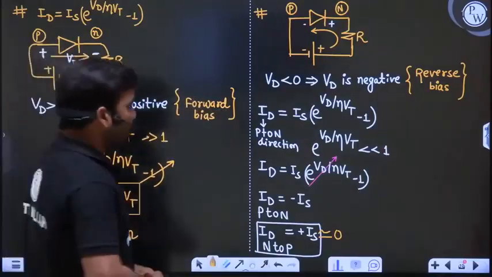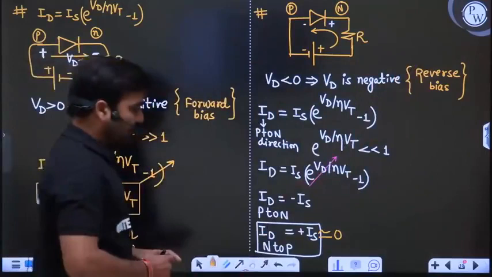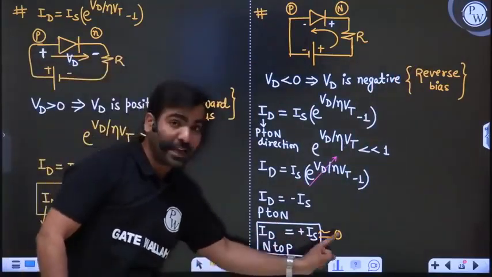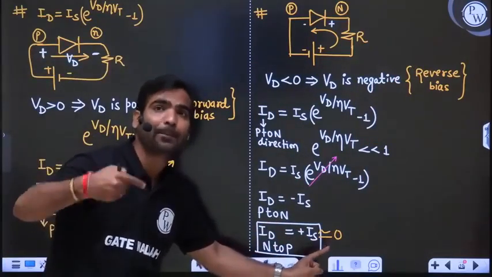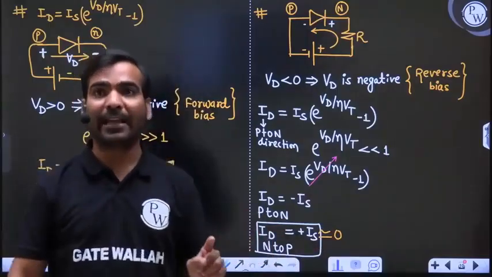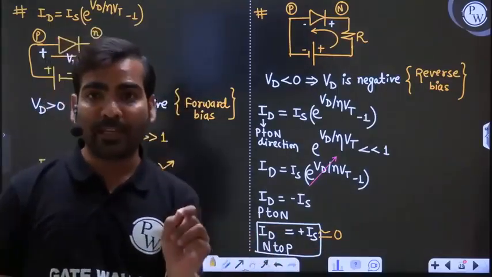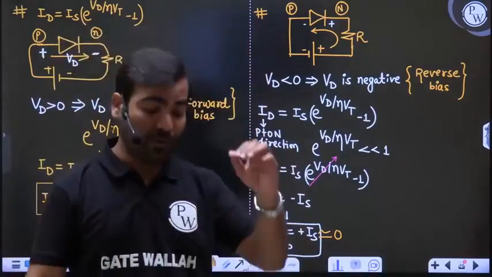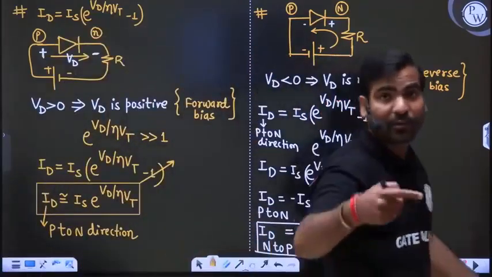So this is the reverse bias case. Now the question is, this Is is not exactly 0. I am saying this is approximately 0, just like your money compared to Ambani's money.